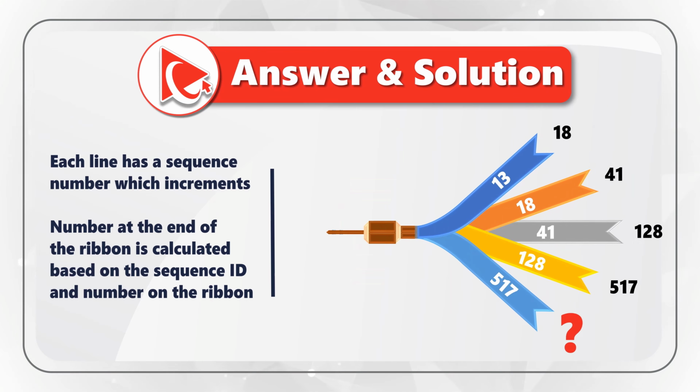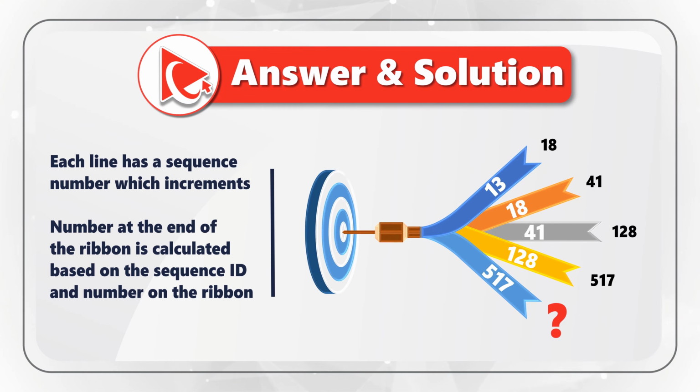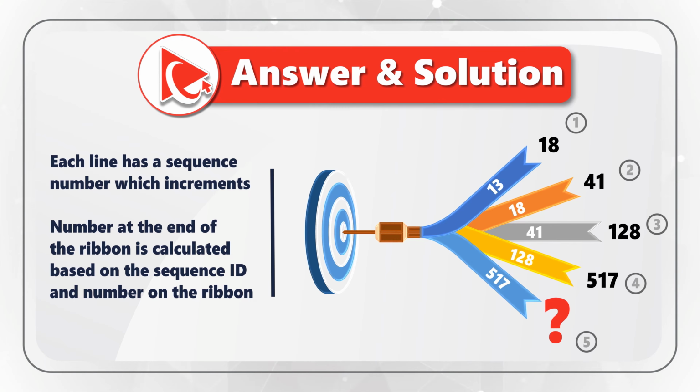Our dart is unique because it has ribbons. There is a number on the ribbon, and there is a calculated number at the end of the ribbon. To complete the calculations, let's assign each ribbon a unique number. We're dealing with ribbons 1, 2, 3, 4, and 5. And, as you might have already figured out, the number at the end of the ribbon is calculated based on the sequence ID and the number on top of the ribbon itself.